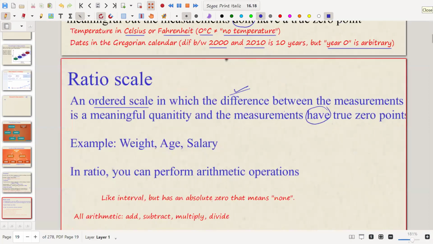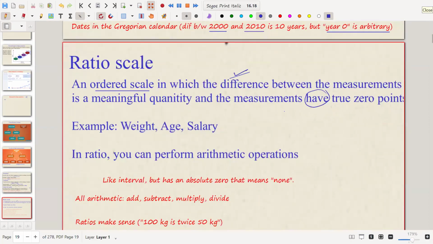Okay. Can you tell me an example? Weight, of course. Zero weight means it's weightless. Zero weight has a meaning, so weight comes under ratio scale. Salary, too: zero salary means you are not employed, right? A 10,000 salary means you are employed with 10,000. If your salary increased by 10%, it goes from 10,000 to 10,100 rupees, so a 100 rupees increase. There you can see the difference makes sense, and they indeed have a true 0 point.